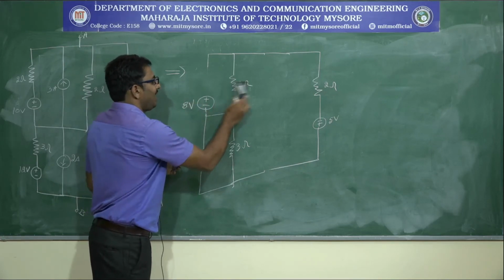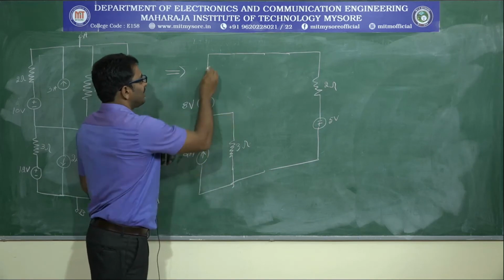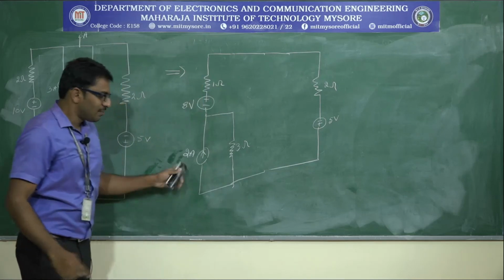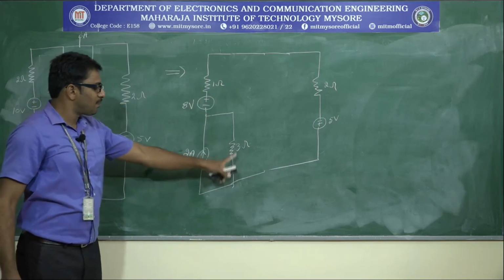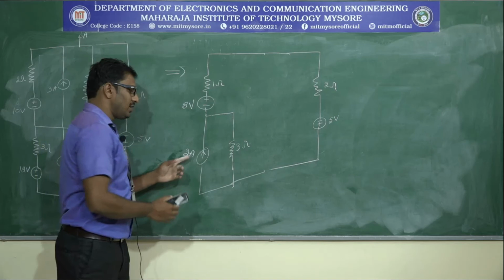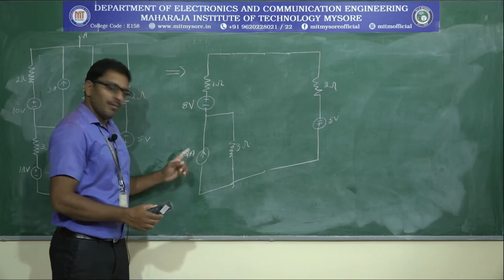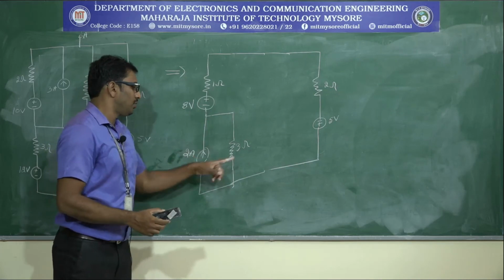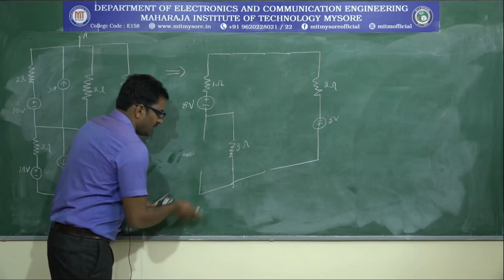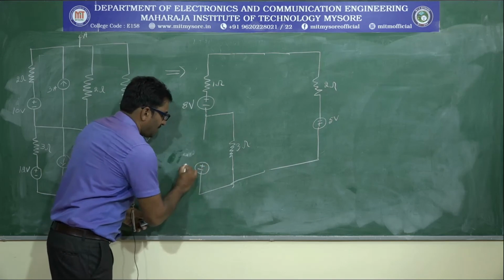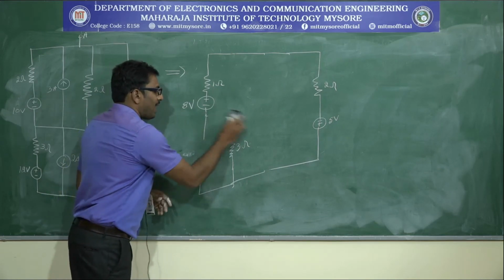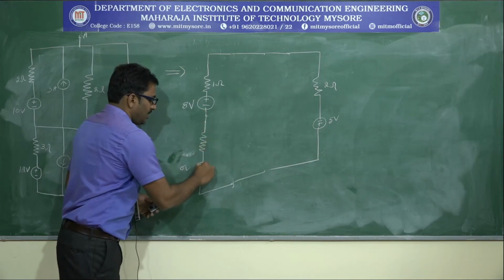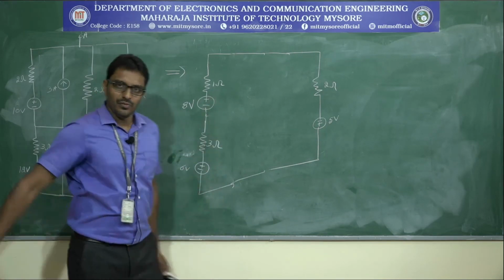Then the parallel connected internal resistance comes in series. That is the 1 ohm resistance. Similarly, we can replace this practical current source with a voltage source. Again, the polarity is minus to plus. What is the voltage source value? V is equal to I into R. So 2 into 3, 6. So minus to plus 6 volts. This parallel connected resistance comes in series. That is the 3 ohm resistor.